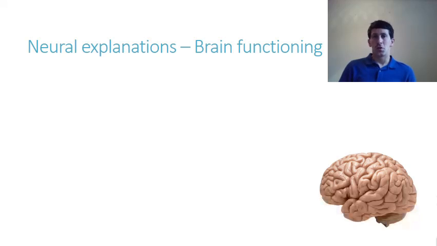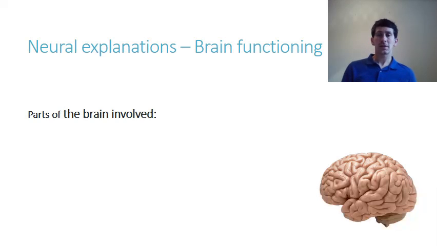The final part of the neural explanation is regarding how our brain functions. This is where we get quite a few biological terms coming in. If you can remember them, that's brilliant. If you can only remember the shorthand for the terms, then that's fine as well. There are different parts of the brain involved, and we're going to go through these first just to highlight the key words you're going to have to get into any answer.